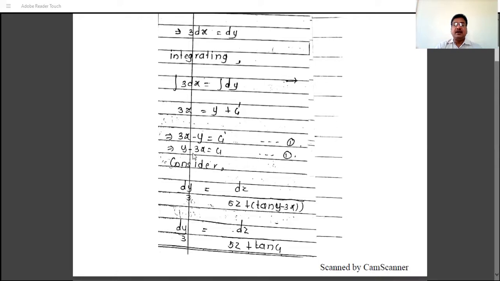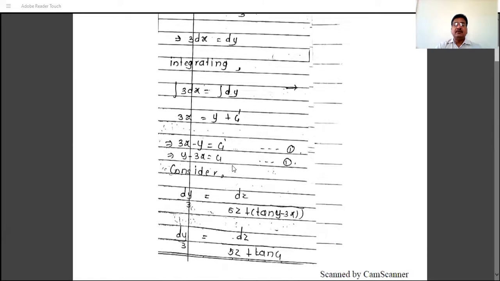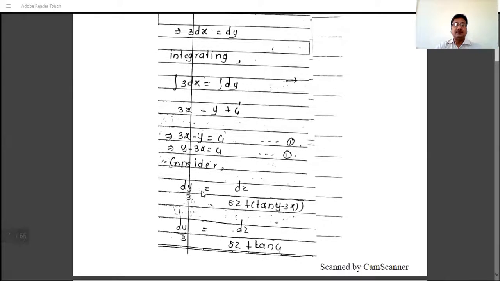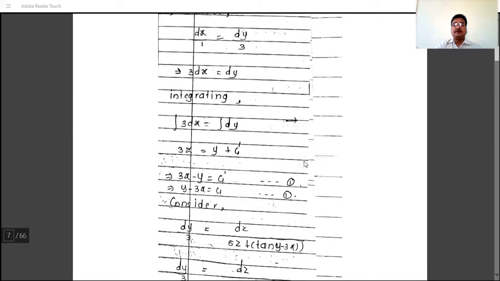And then we have this y minus 3x. 3x minus y is equal to c1 dash. Suppose, that is y minus 3x is minus c1 dash, and suppose minus c1 dash is c1. So we use the first solution y minus 3x in this, the second solution, to find the second solution of the differential equation. So consider the second fraction and third fraction.